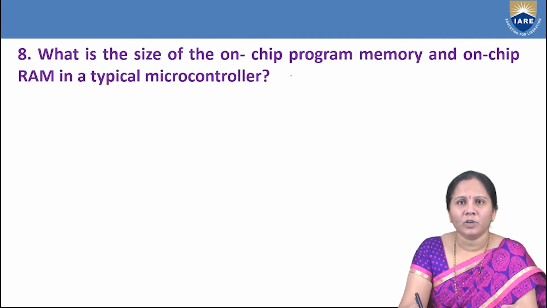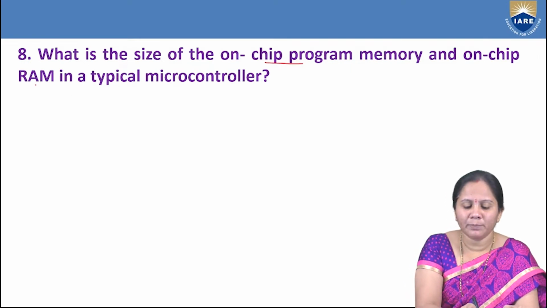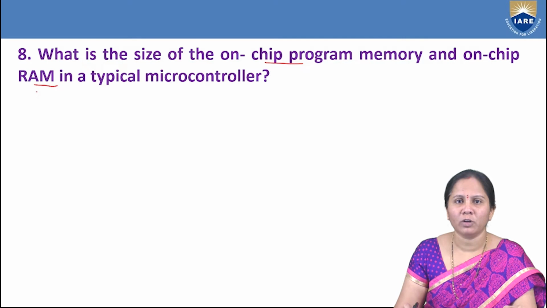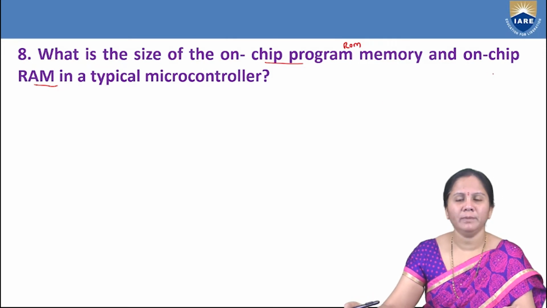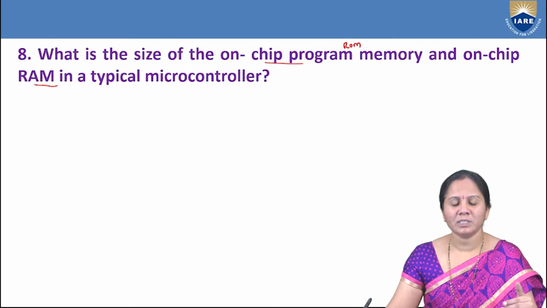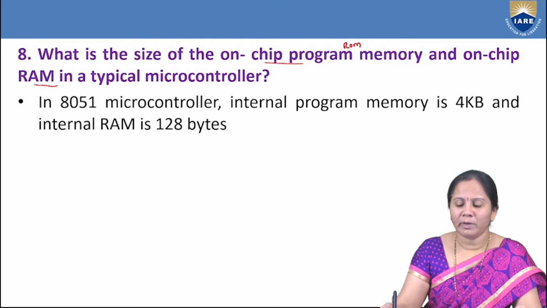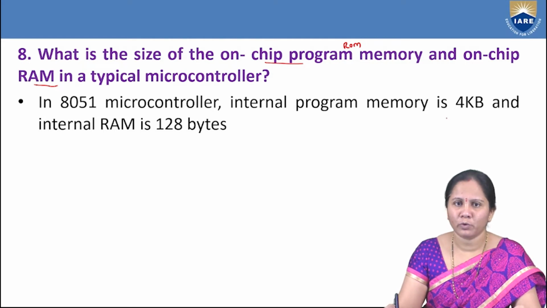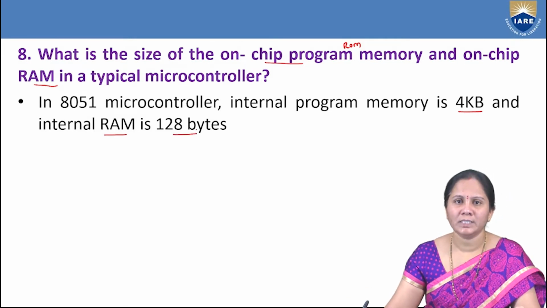And next, what is the size of on-chip program memory and on-chip RAM in a typical microcontroller? So here on-chip program memory is nothing but on-chip ROM. That means what is the amount of memory inbuilt? The 8051 microcontroller internally consists of program memory of around 4 kilobytes, and internally it consists of data memory, that is RAM, which is around 128 bytes.